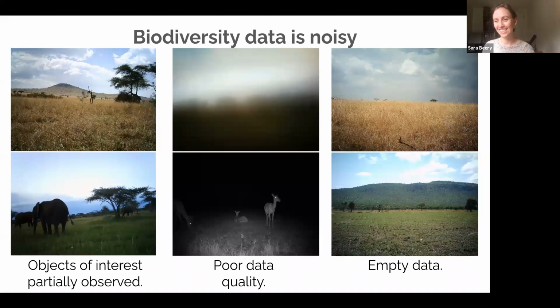But unfortunately, unlike your classic ImageNet or Microsoft COCO example, where the data is taken by humans the majority of the time, a lot of biodiversity data can be quite noisy. The thing you care about might be really hard to see, like this giraffe behind a tree. We have to deal with poor data quality, things like weather and bad lighting. And because of the constant monitoring that a lot of these sensors are doing, you get a lot of data that doesn't have anything in it that you care about.